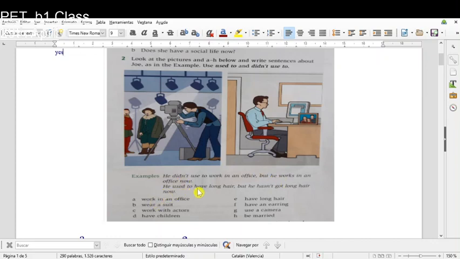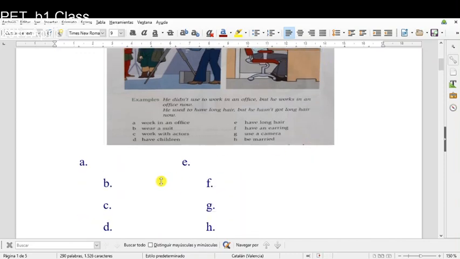He used to have long hair, but he hasn't got long hair now. Bueno, yo aquí no utilizaría used to, yo utilizaría un pasado simple. Luego os comento por qué. Pero bueno, sí que ha cambiado. Then, let's do it. What would you say? ¿Qué diríais?